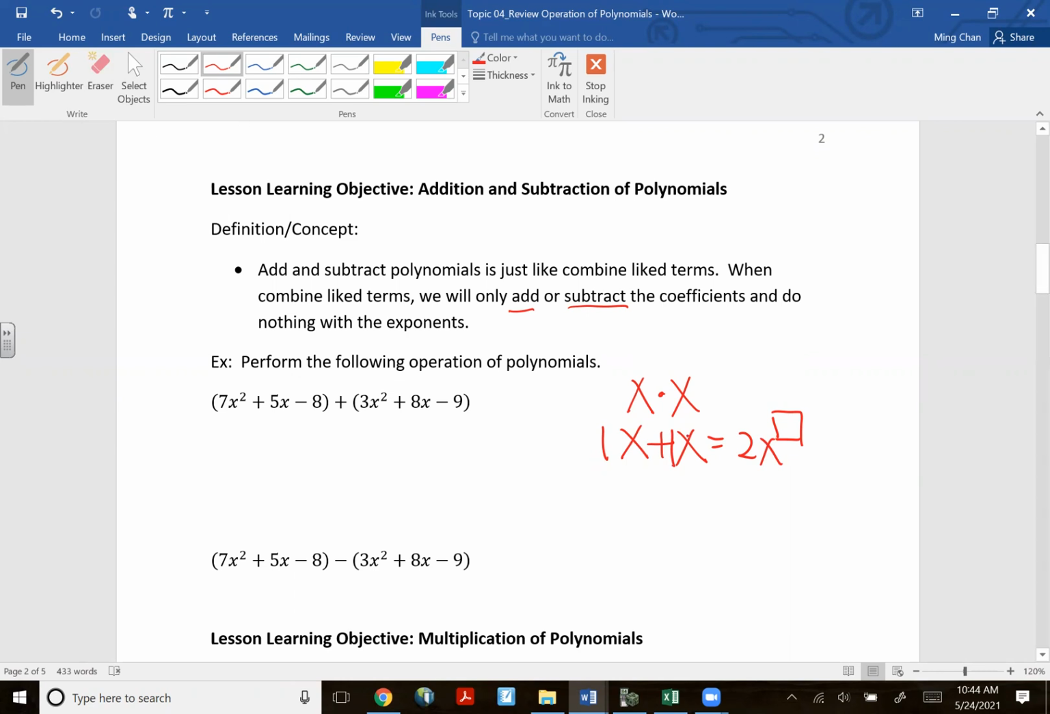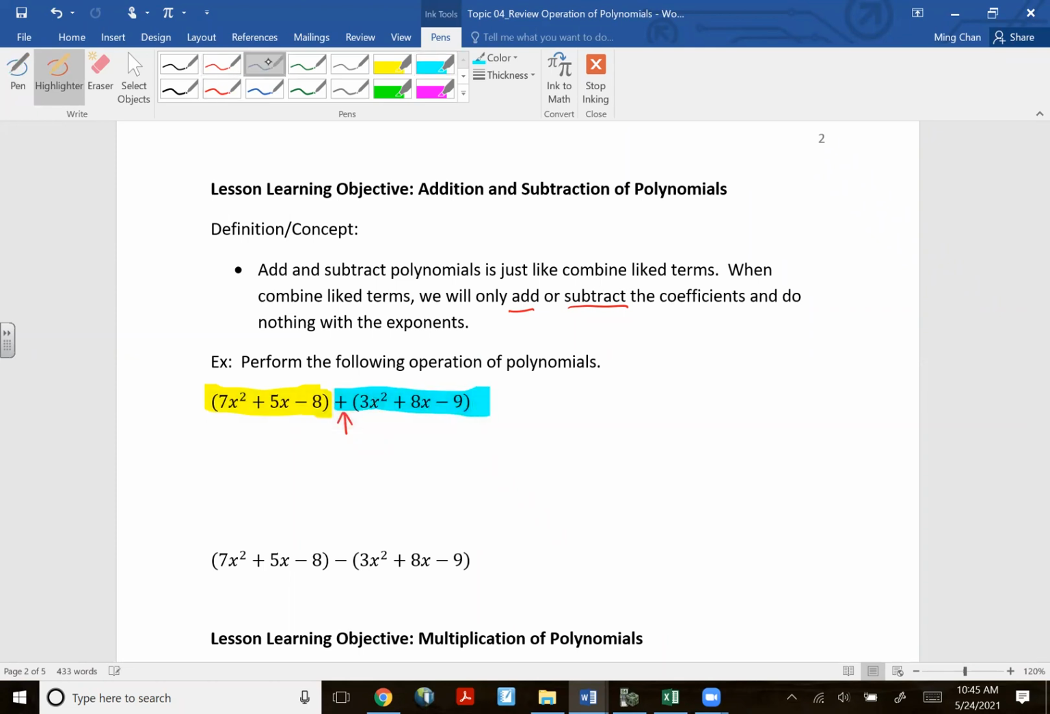So you cannot have 1x plus 1x become 2x squared. That just does not make any sense. All right, so be very careful. Addition of polynomials: the parentheses simply indicate this is one polynomial plus another polynomial. Since I have a plus sign outside the parentheses, what's in front of it is my first term, what's behind it is my second term, and the plus sign goes with the second term.